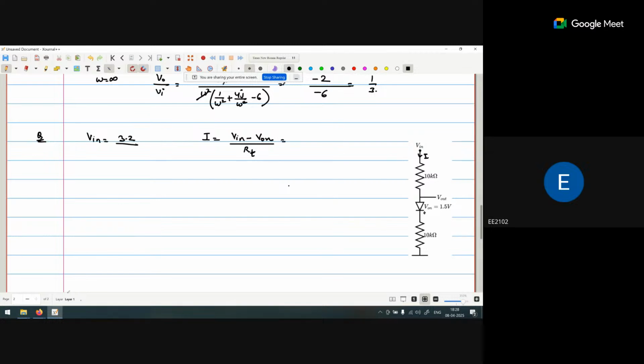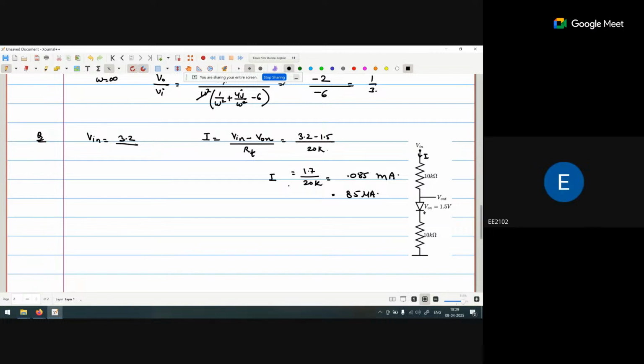Okay, so that is 3.2 minus 1.5 divided by 20k. So it is 1.7 divided by 20k, that is 0.085 milliamp or 85 microamp. Okay.